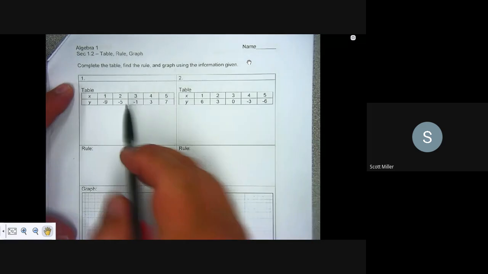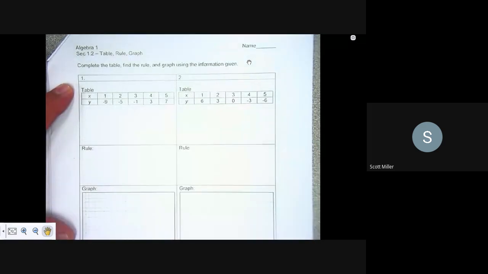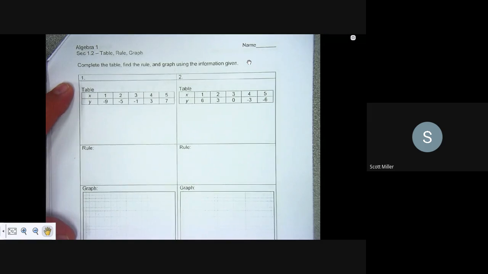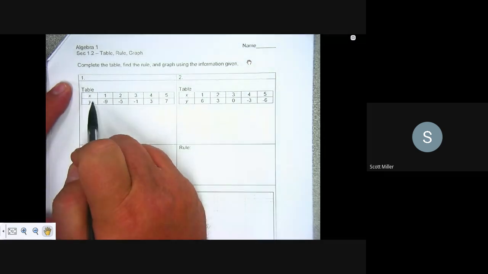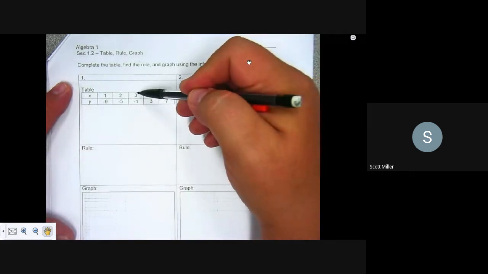So here is a table. We want to try and find a rule for this. And the rules we want to find are the explicit rules, so the rules based off of position. There's an input, which is an X, and the output is a Y. So I need to try and find a rule that if I plug in 3, I'm going to get -1 and so forth.